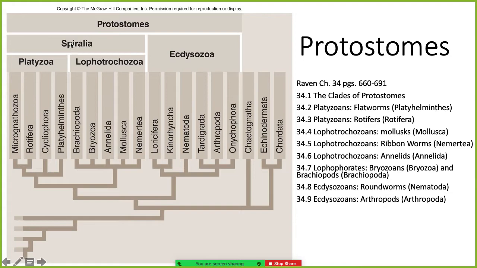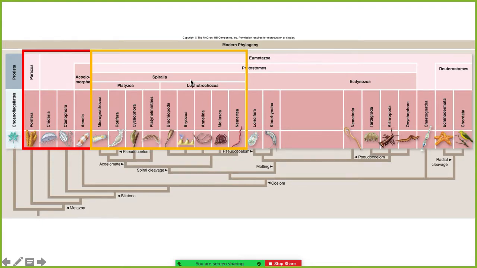So here's the branch that we're looking at. You can't see where we ended, but we're going to talk about the Spiralia versus the Ecdysozoans, and then break it down even further and start with the Platyzoans, move to the Lophotrochozoans, and then the Ecdysozoans. So this is where we were last chapter. We covered these 4 phyla, and so now we're going to tackle this in this chapter.